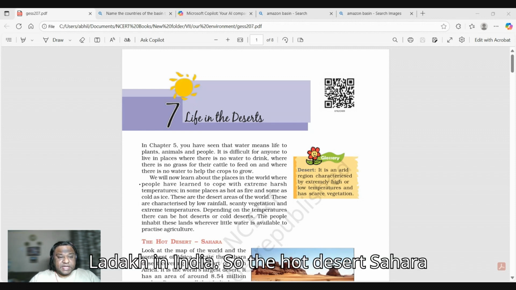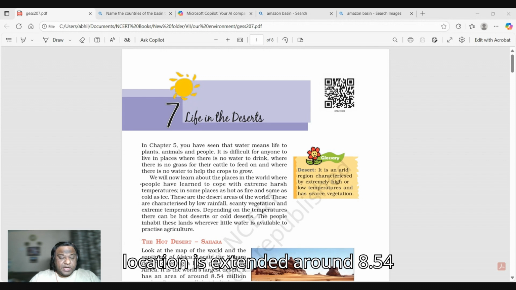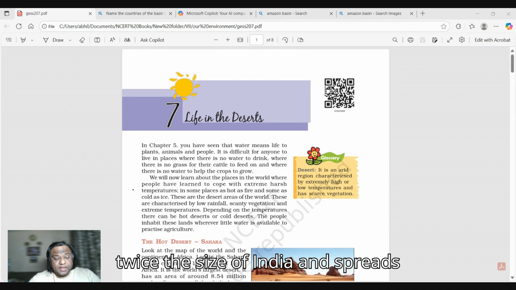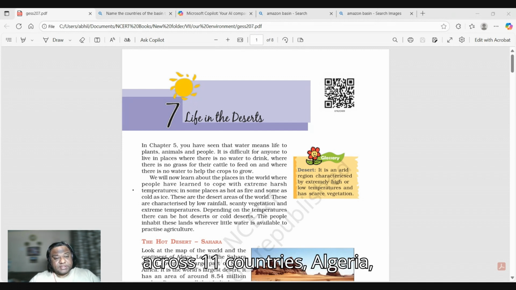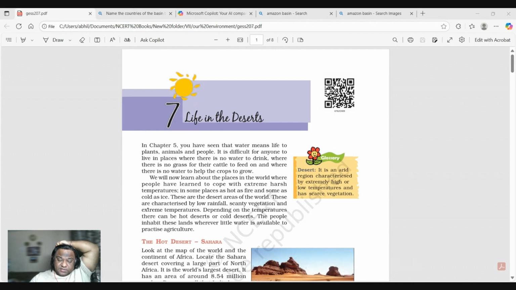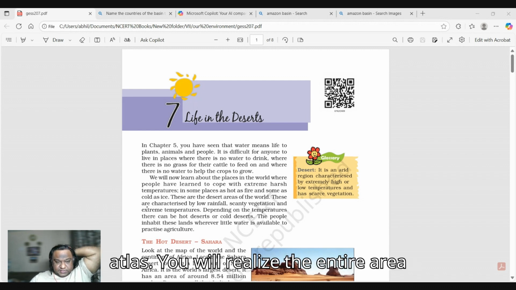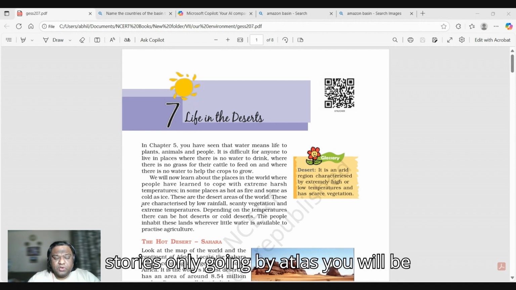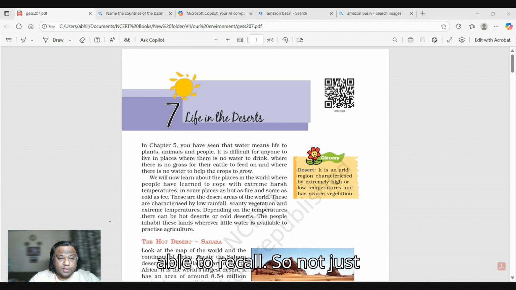So the hot desert Sahara location extends around 8.54 million square kilometers, more than twice the size of India, and spreads across 11 countries: Algeria, Chad, Egypt, Libya, Mali, Mauritania, Morocco, Niger, Sudan, Tunisia, Western Sahara. Please see the atlas. You will realize the entire area, and you have to remember it also. But slowly, going by atlas, you will be able to recall.